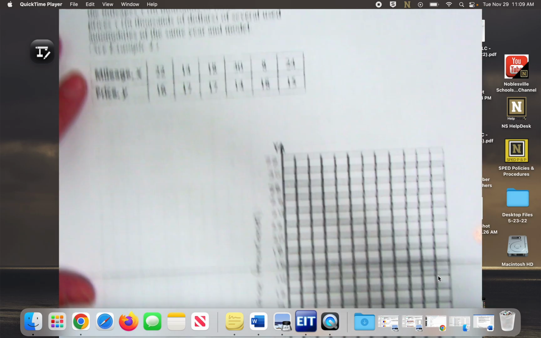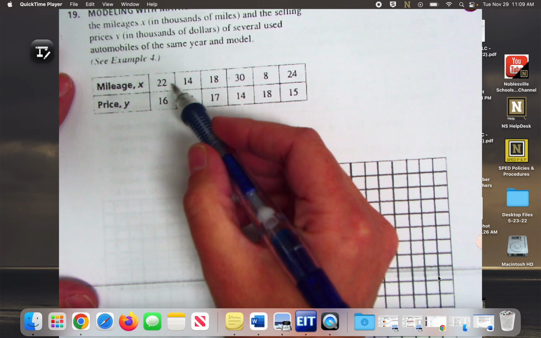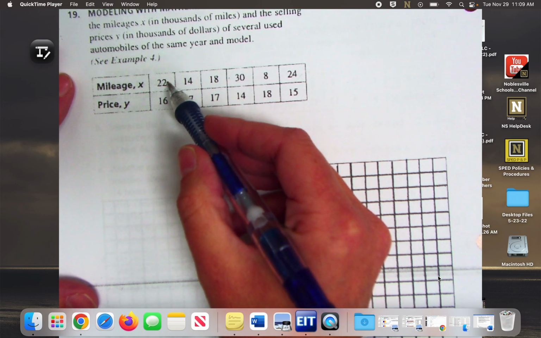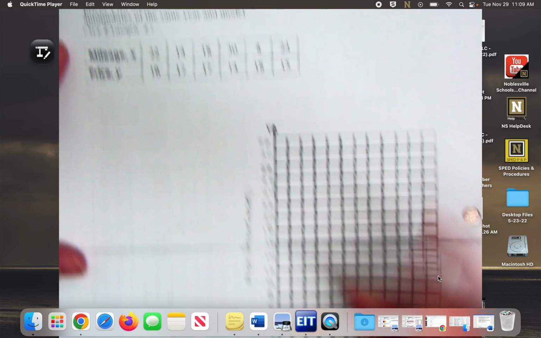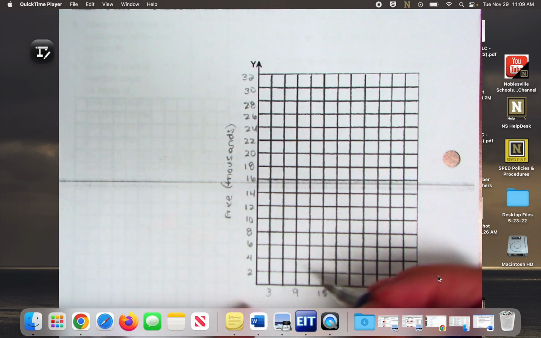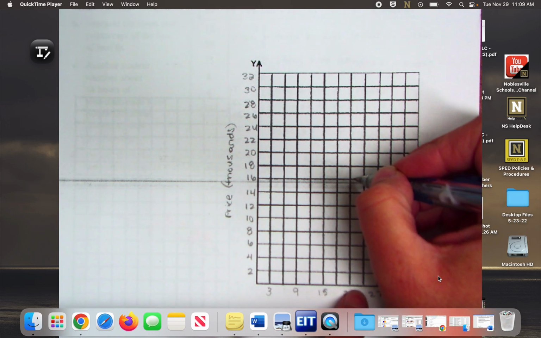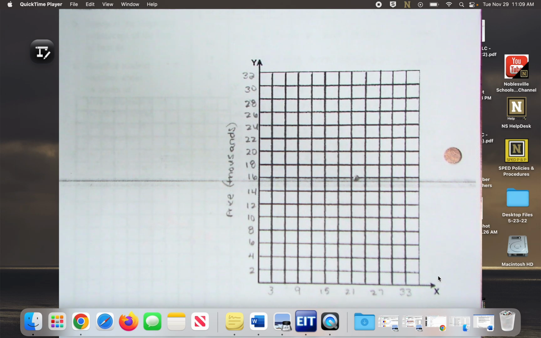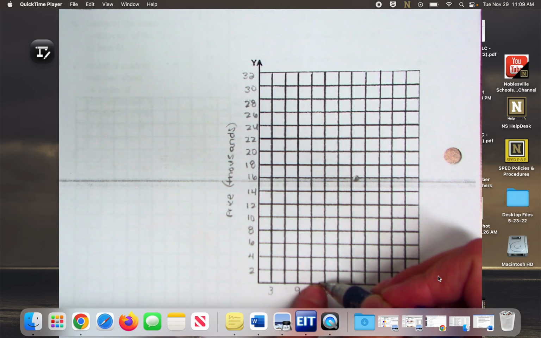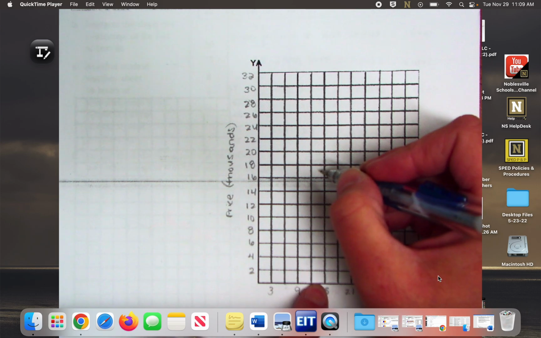So remember, these are my ordered pairs, right? I'm going to go ahead and plot ordered pair 22, 16, and so on. If I go over to about where 22,000 miles would be, and then go up to about 16, and I put a point, right? So I'm estimating 14,000 miles, and I'm going to go up to 17,000.